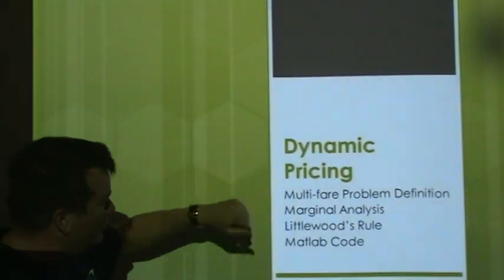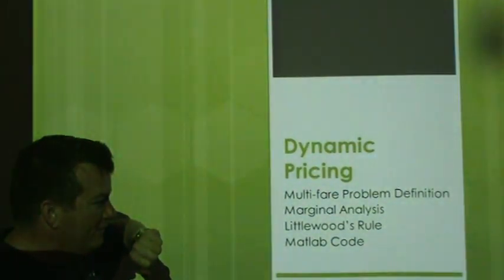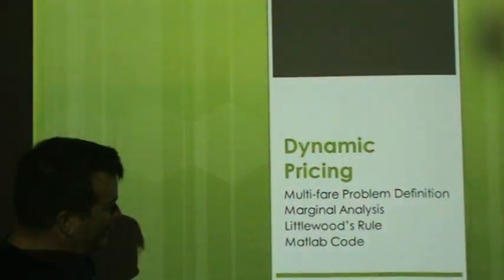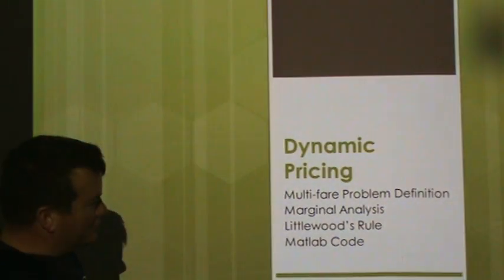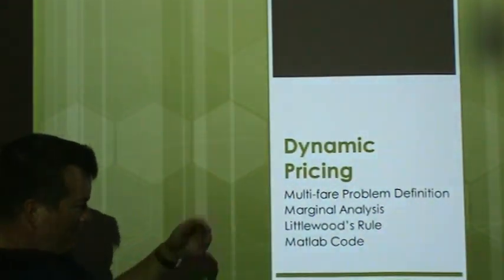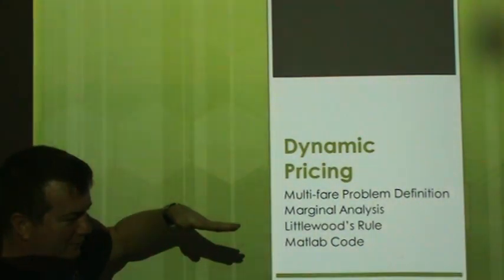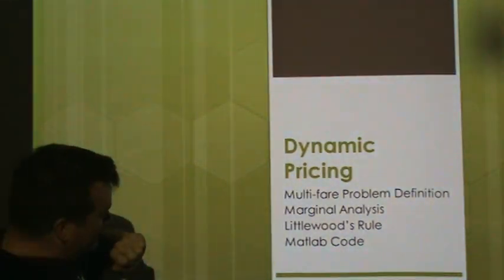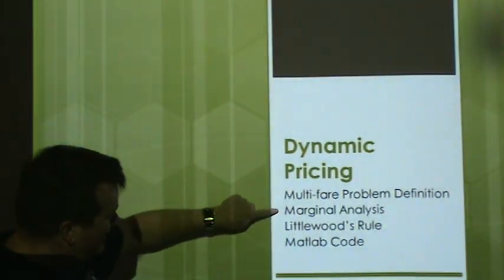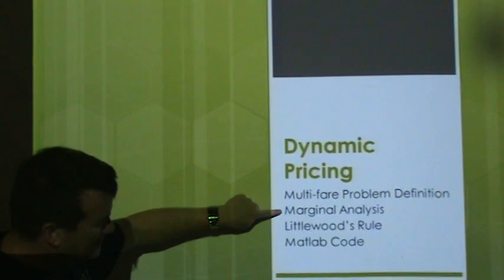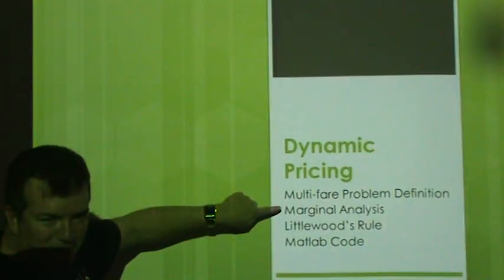So we have a certain number of seats on an airplane, and we're going to let so many seats go at a lower price, and then the remainder go at a higher price. And then the question we want to focus on is how many seats should we reserve for the higher price?